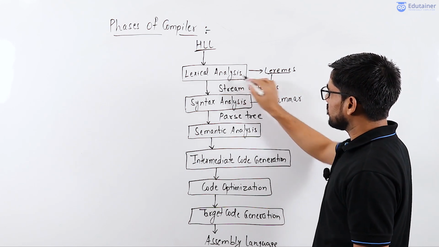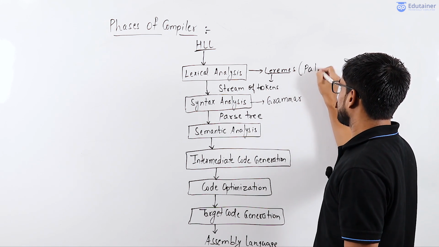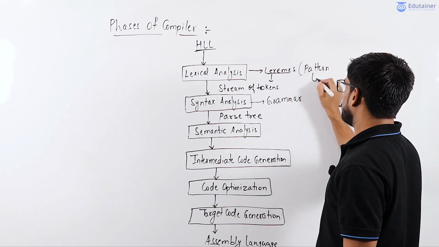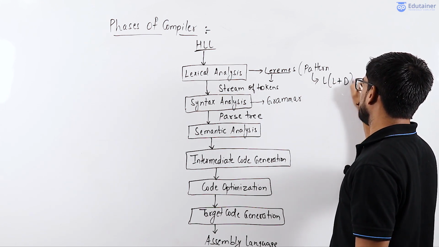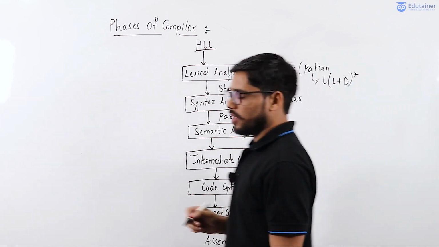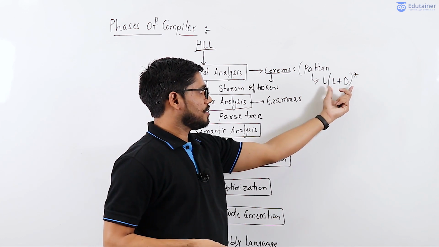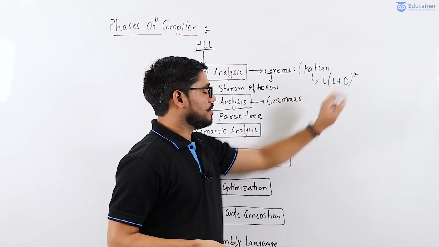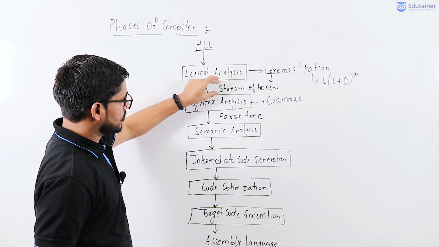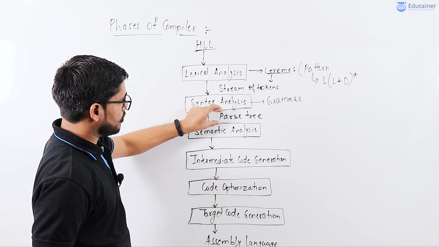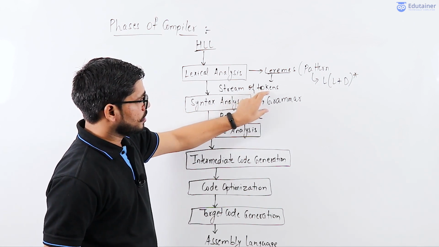And how does lexical analysis convert this lexeme into tokens? It basically uses a pattern. Okay, pattern is letter followed by digit. So lexical analysis phase uses the pattern letter followed by digit star, and it converts it into a stream of tokens. This stream of tokens is converted to parse tree by the syntax analysis phase using the grammar.